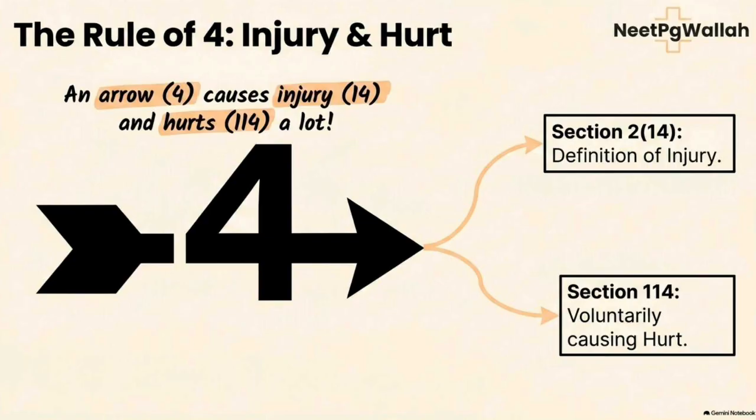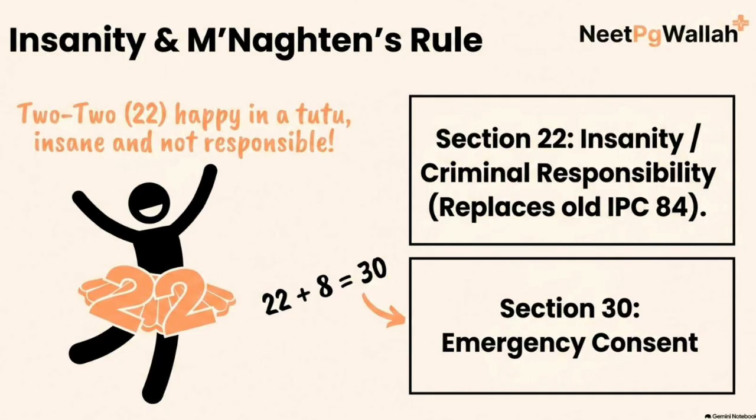But what if it's voluntarily causing hurt? Just slap a 1 in front of it to make it hurt more, Section 114. So arrow means 4, injury is 14, hurt is 114. Simple. Next up, we have criminal responsibility, specifically insanity, which actually replaces the old IPC 84.